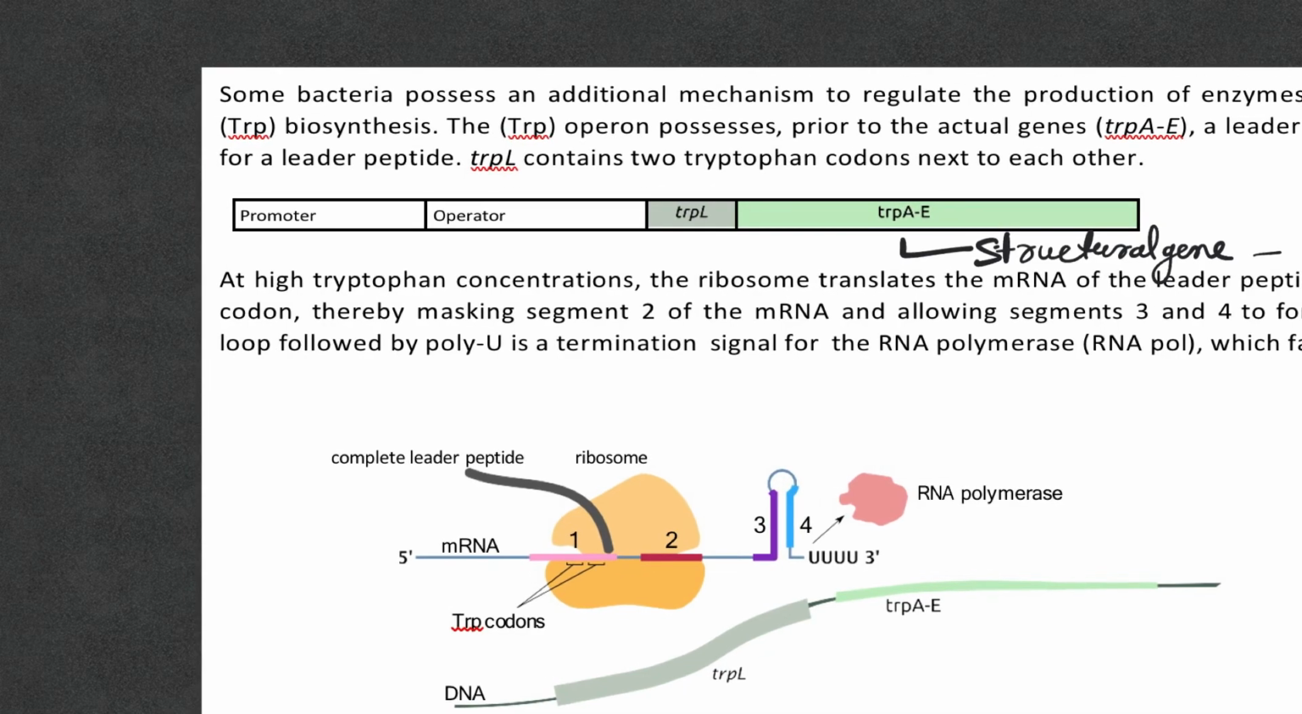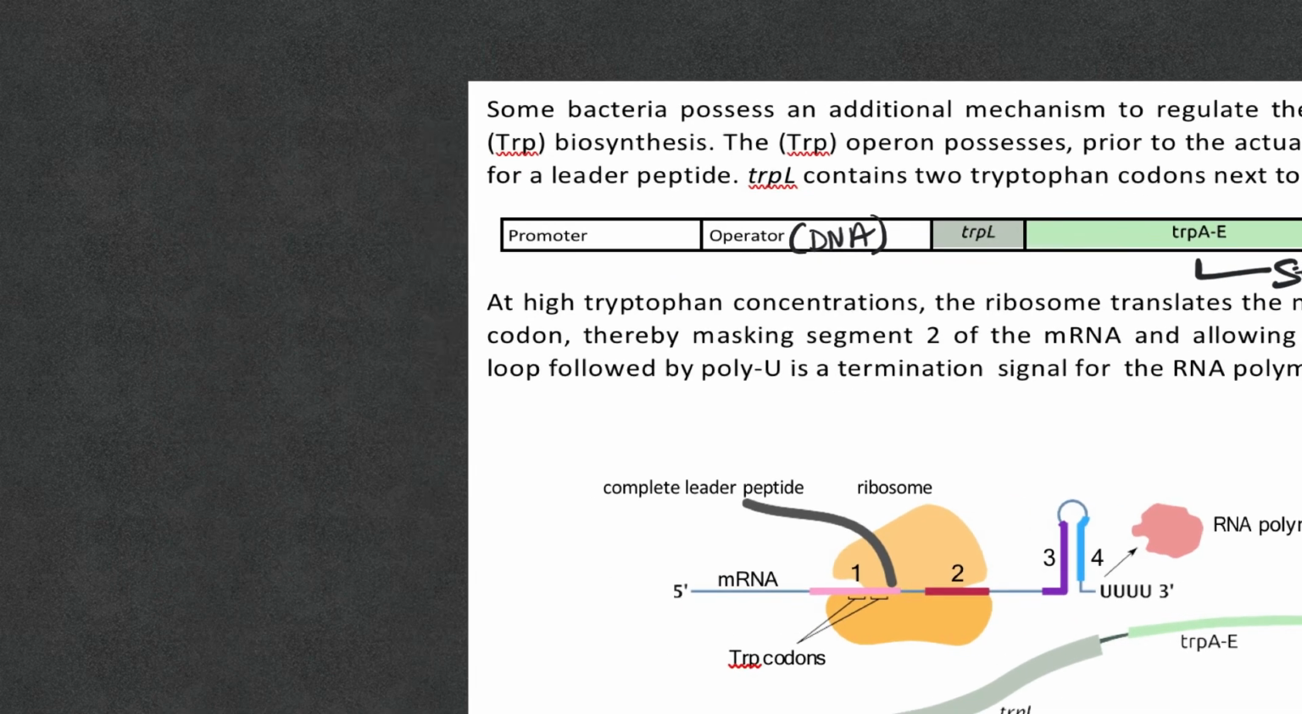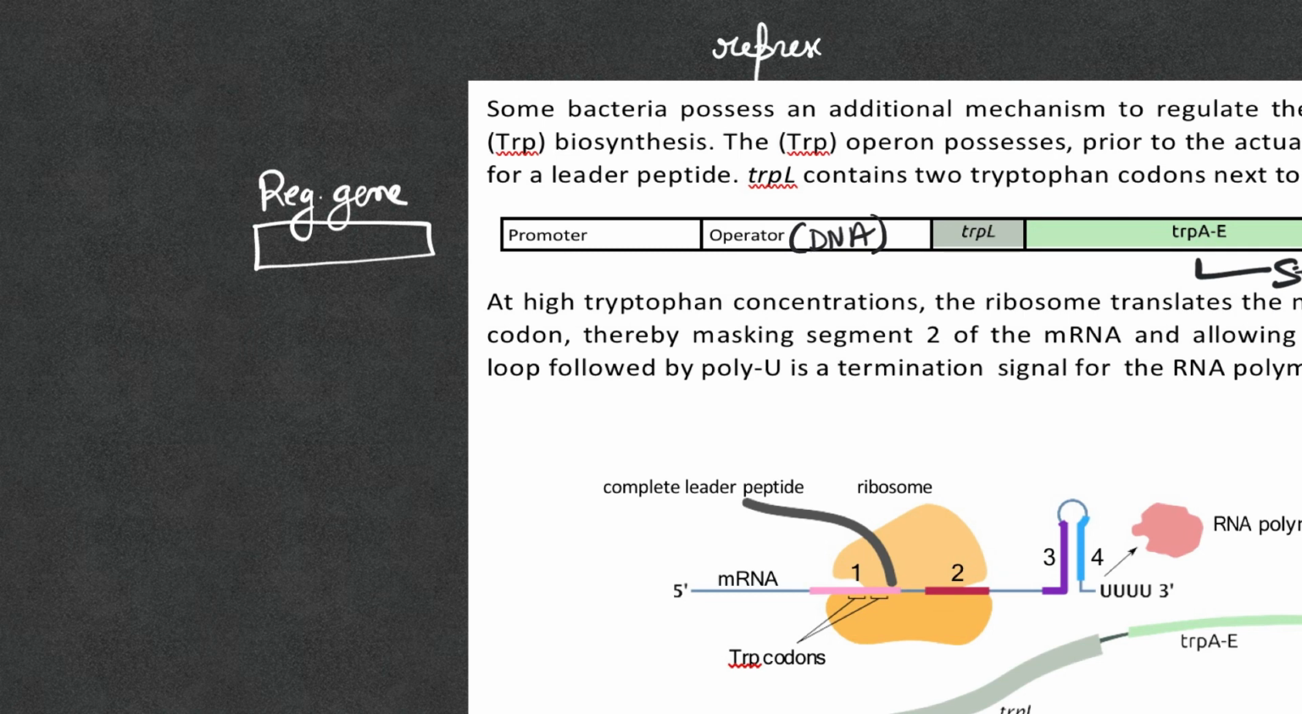Regularly, we have an operator sequence, a sequence of the DNA within the promoter. So operators are nothing but DNA sequences. They could be within the promoter or outside the promoter, right? And far to the left, you have another which we call a regulatory gene. Now usually tryptophan is a repressible operon. Now what is a repressible operon?